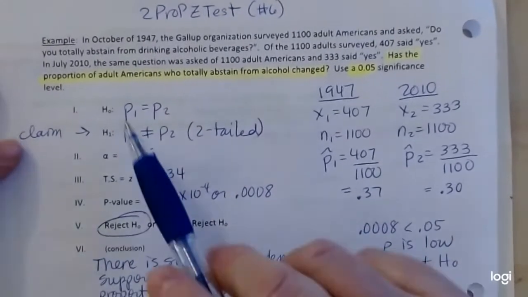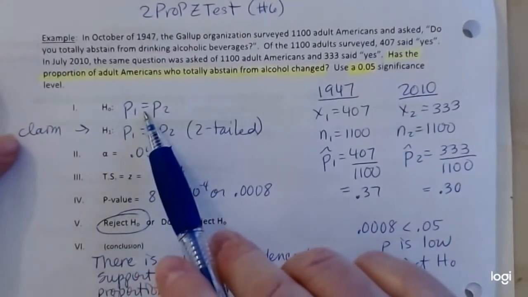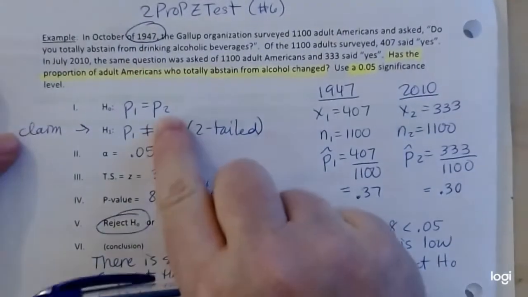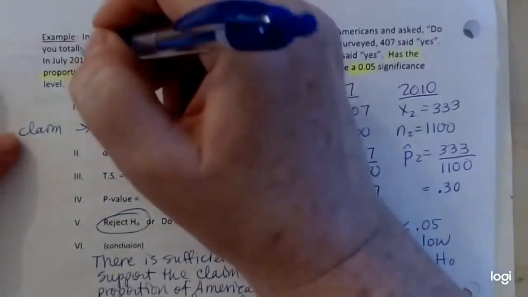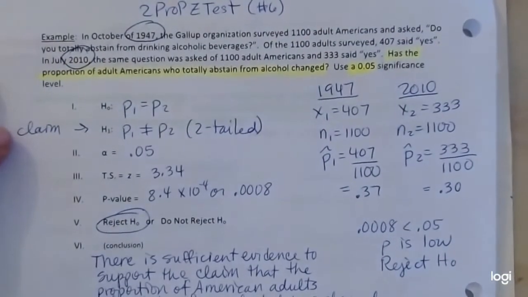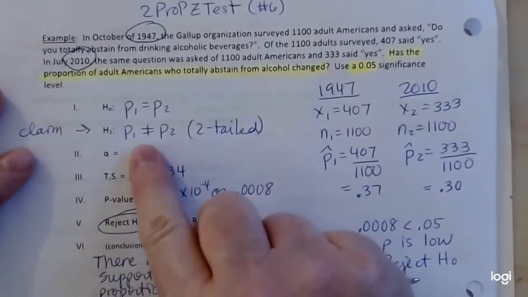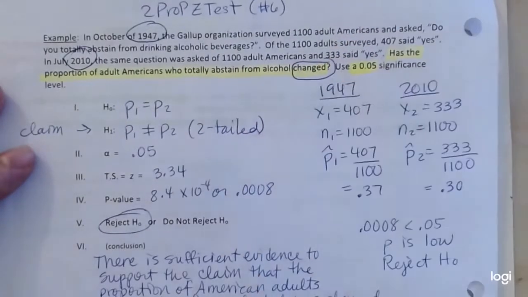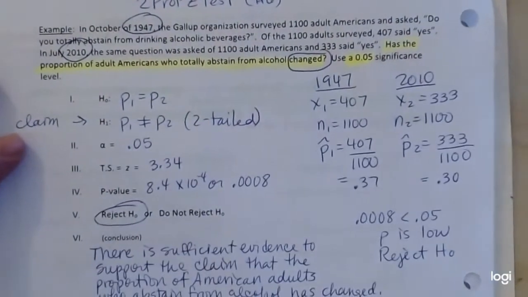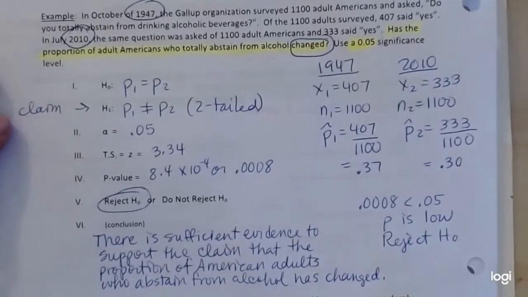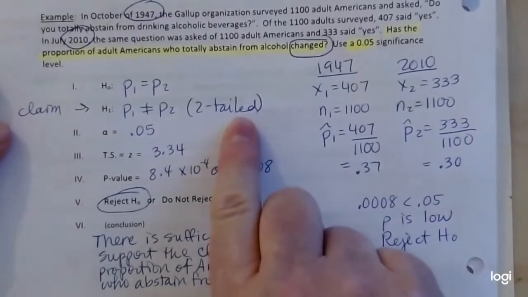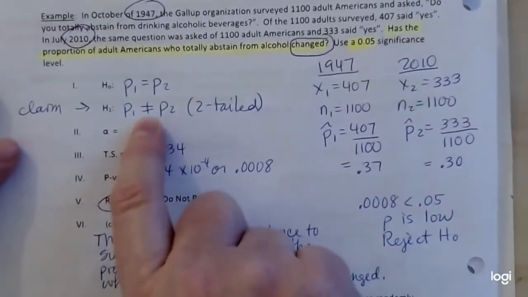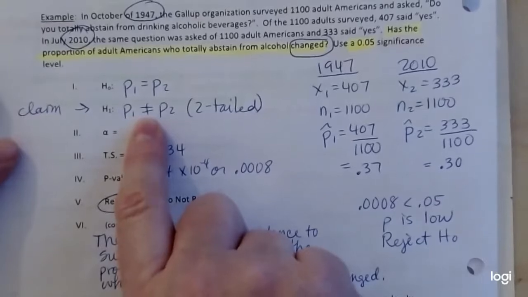All right. The null hypothesis is that they are the same, that proportion 1, which came from 1947, and proportion 2, which came from 2010, are the same. And the alternative hypothesis is that they are not equal. So remember, we're not trying to determine which might be larger, even if they're not the same anymore. We're just looking at, has it changed? This is a two-tailed test, and if we support the claim, which is this, we still can't say this one's bigger than that one, because that's not what we're testing.